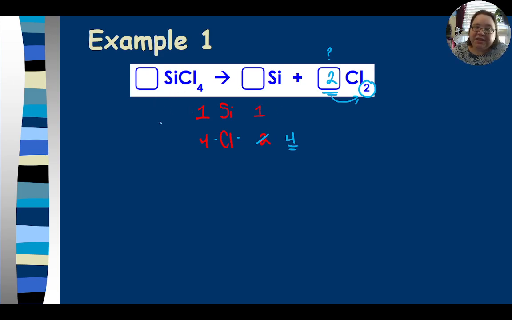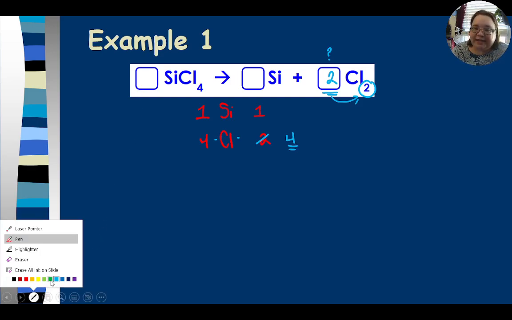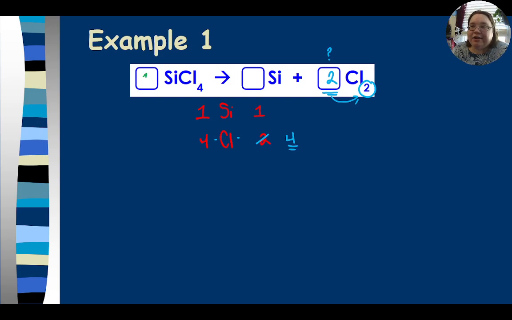Notice I didn't need to do anything to any of the other substances in this reaction. If I don't have a number in front of it, it is understood to be a 1. As a chemistry teacher, I do not care if you write the ones or if you leave them as invisible understood ones. It is just important to know that when you don't have a number, whether it be a coefficient or a subscript, that is assumed to be one of them.